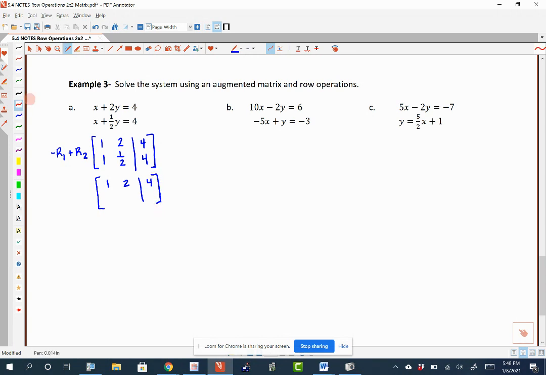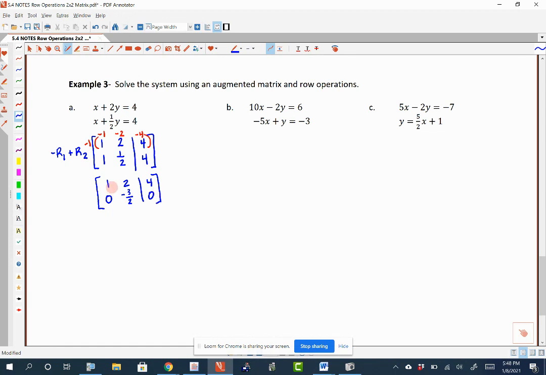And I'm going to take that negative and multiply that entire row by negative 1, and use those values to combine with row 2. So negative 1 plus 1 is 0. Negative 2 plus 3/2 is negative 1.5, but I would suggest that you write this as a fraction, negative 3 over 2. It'll help when we go to our next step. And then negative 4 plus 4 is 0.